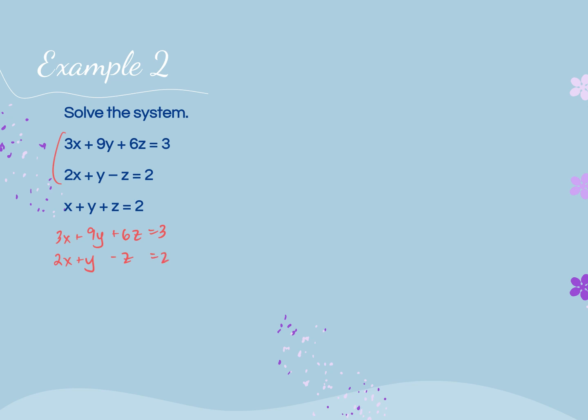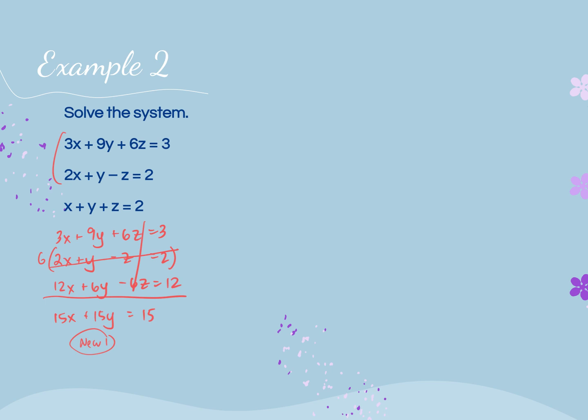And since there's no opposites right now, but I do see that my z's have opposite signs, I'm just going to multiply the bottom one by 6. So that's going to be 12x plus 6y minus 6z equals 12. Eliminate that. And now you're going to notice that my x's become 15x, my y's are 15y, my z's eliminate, and I'm left with 15. 12 plus 3 is 15. So this is my new 1, right?